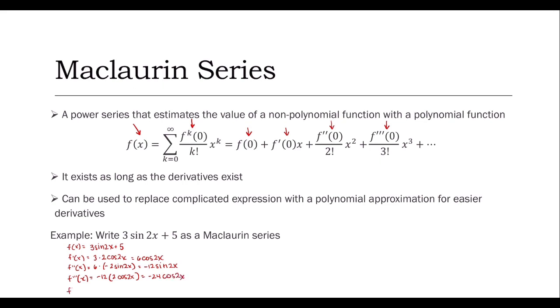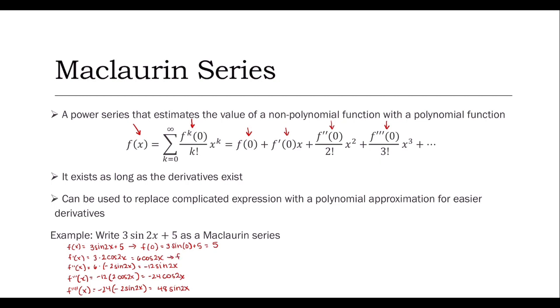And then we'll do our fourth derivative, which is negative 24 times the derivative of cosine of 2x, which would be negative sine 2x times 2. So that equals a positive 48 sine 2x. So we can evaluate all of these at 0. So f of 0 equals 3 sine of 2 times 0, so 0, plus 5. Our sine of 0 is 0. So this is just going to be 5.